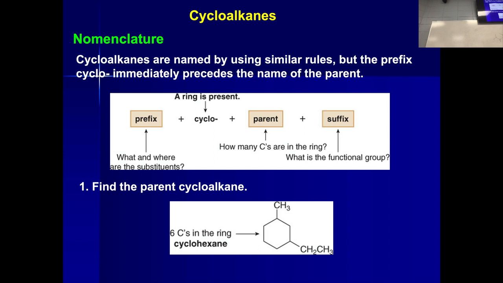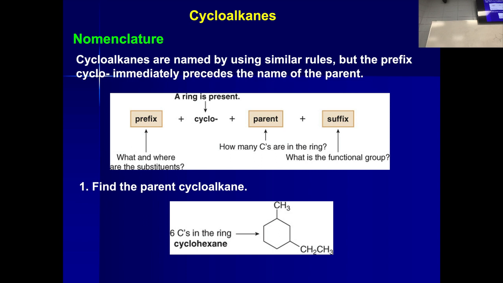We find the longest continuous chain, right? That's the first rule. When we look at a molecule, we're always going to look for that longest continuous chain. I think finding the longest continuous chain works better if you're talking about the bond line drawings, okay? Not the condensed structure. So if you're given a condensed structure like you were at the end of class last time when we all worked together, I would convert that into a bond line drawing.